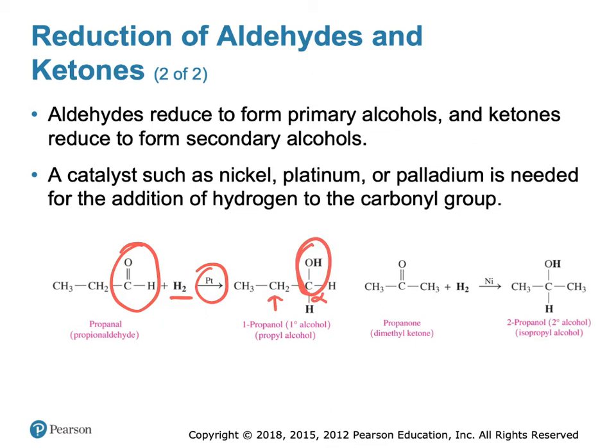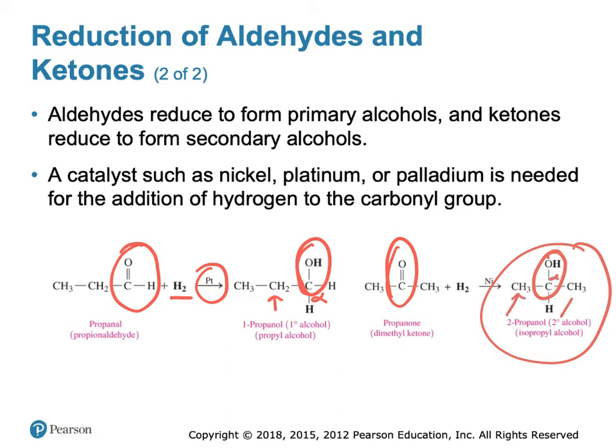Here we have a ketone. When a ketone is reduced, it is going to make a secondary alcohol. So this is my ketone functional group. This is my secondary alcohol. The alpha carbon is bonded to two carbons.